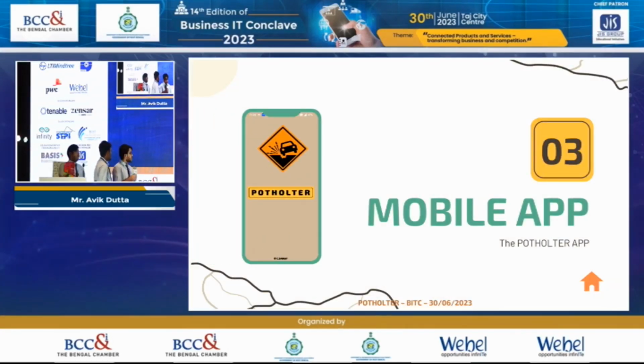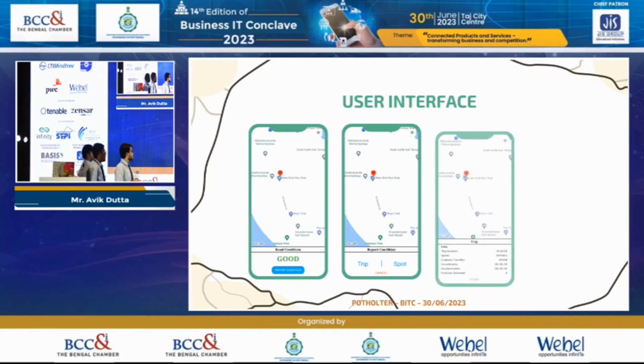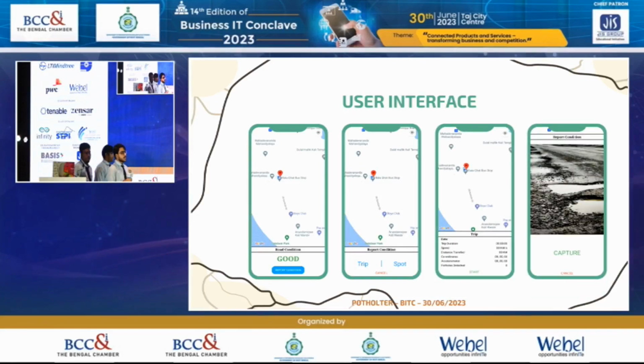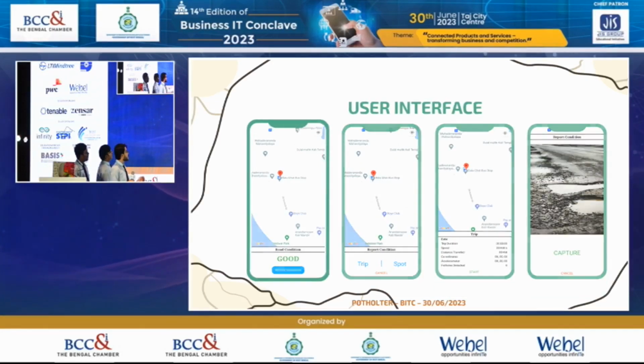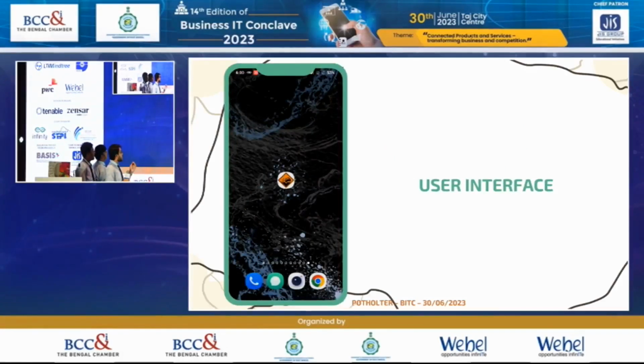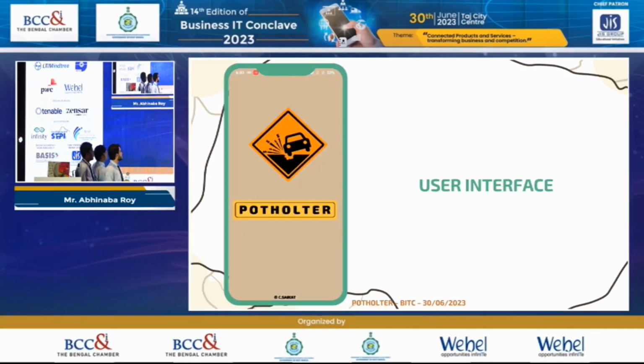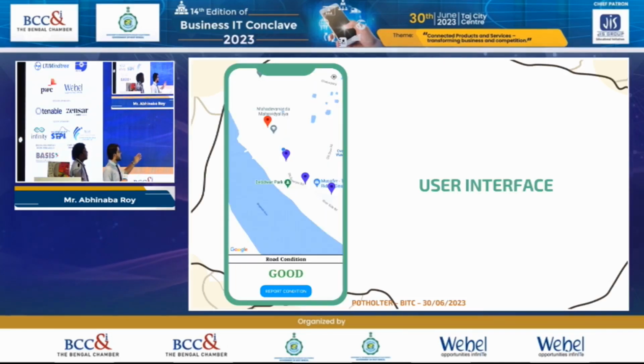Now let's come to the mobile app. These are some pages of the user interface on our app. Now, when you turn on the app, you will see this kind of page. Now here you can see it is showing good.